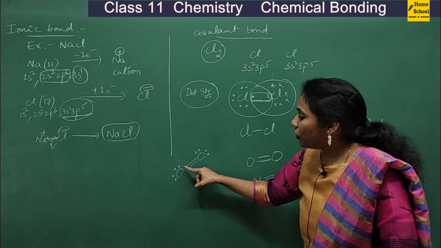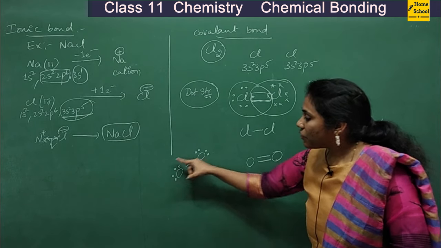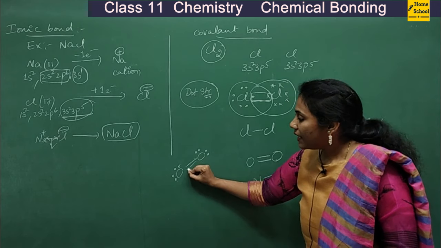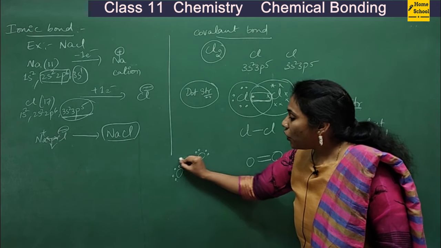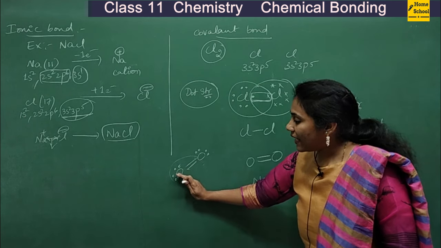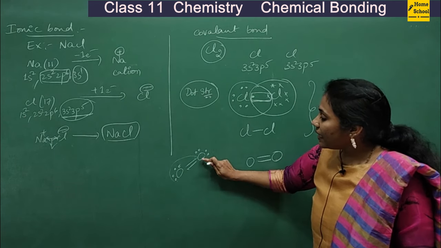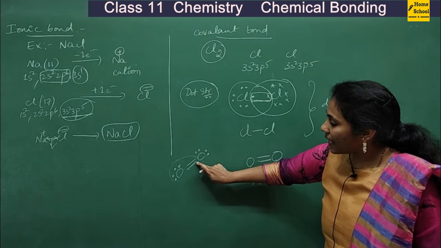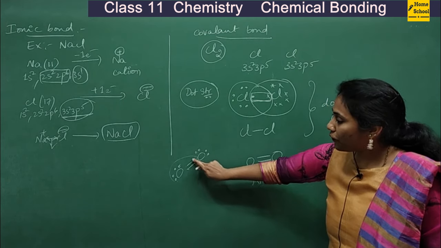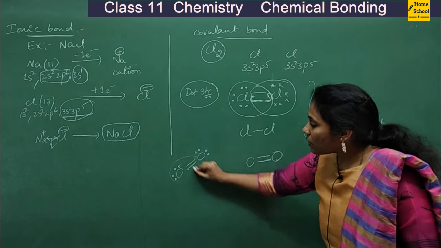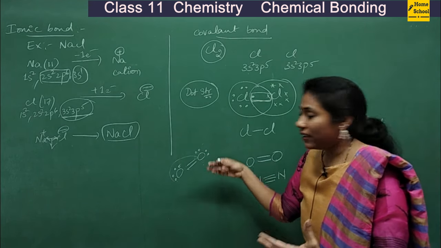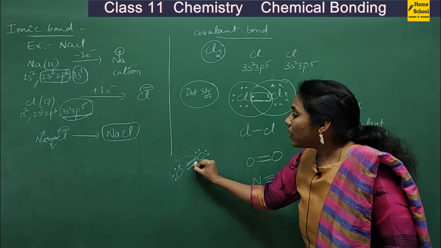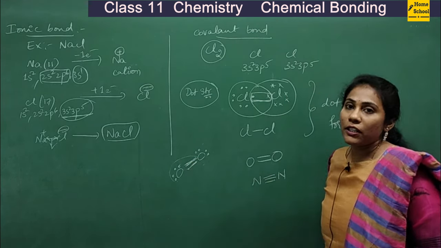1, 2, 3, 4, 5, 6, 7, 8. So 8 electrons. See, 1, 2, 3, 4. This bond has 2 electrons. This bond also has 2 electrons. So altogether 8 electrons are there with this oxygen. Similarly, with this oxygen, 1, 2, 3, 4. One bond means 2 electrons, another bond means 2 electrons. So 4 plus 4, 8. So this oxygen also has 8 electrons around it. That way, sharing of electrons gives stability to the molecule.